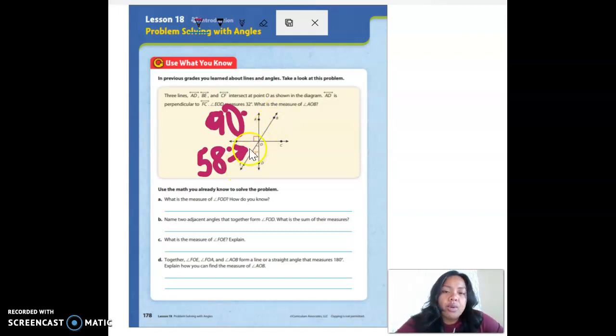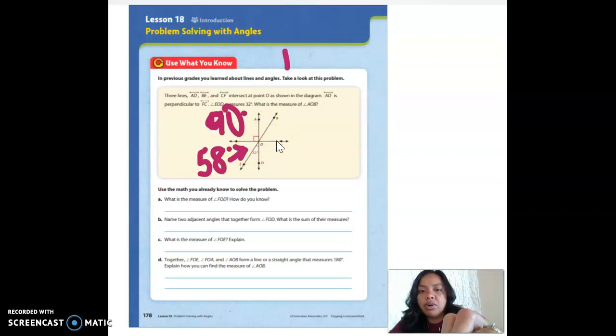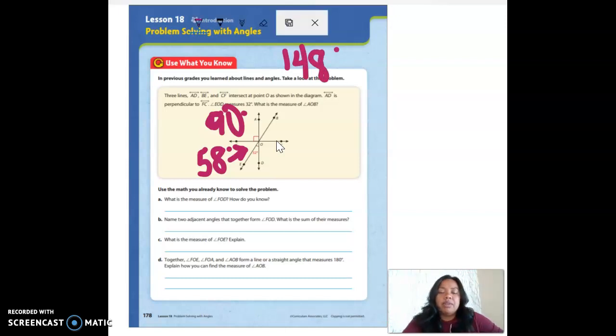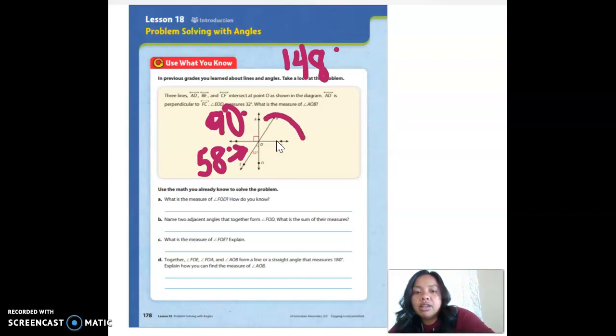So 180 degrees makes a straight line. You're going to take that 148. I'm going to write that on the side so you can see this number, 148 degrees, and subtract it from 180, which gives me my straight line. So 180 minus 148 is 32 degrees. So that spot right here is 32 degrees.